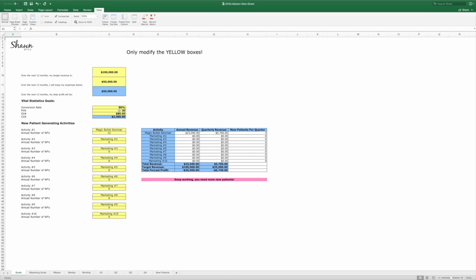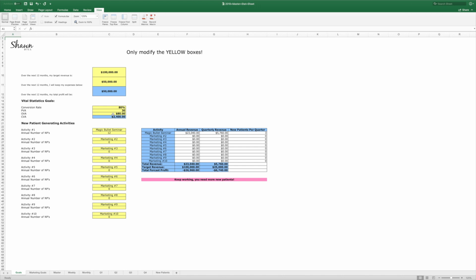Next up, we've got our OVA. Your OVA is how much a patient pays you per visit. This number is calculated by your total amount of collections divided by your total patient visits. This will give you your OVA. So you can begin to see on average how much your per visit price truly is.